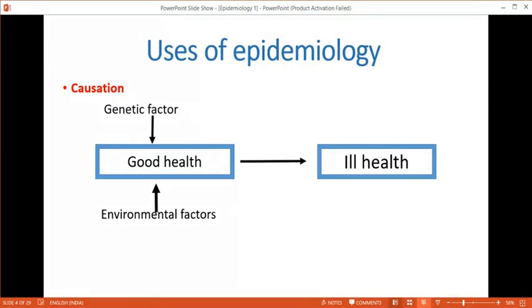Okay, we'll continue. The uses of epidemiology. The first main reason is we need to know the causation. What causes a problem, from good health to ill health? What are the factors which influence it and what changes happen? The main reasons we attribute will be either a genetic factor or an environmental factor. Genetic issues can be transmitted from generation to generation. And the environmental factor can be the surroundings, which can be the schooling, the house setup, whether it was overcongested, the population around that area.